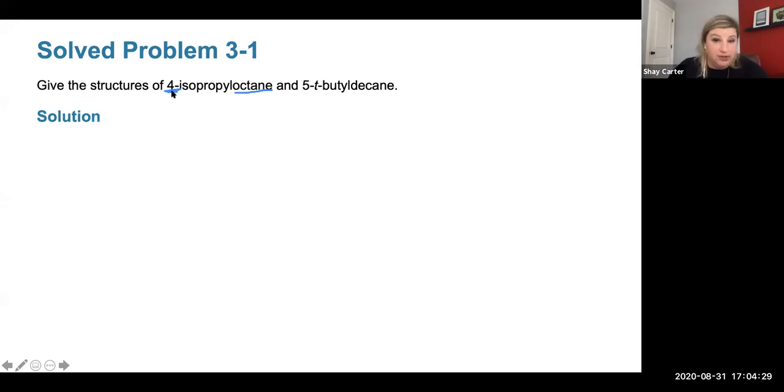Okay, so the first thing I'm going to look at again is the parent chain and how many carbons are in it. Okay, so 1, 2, 3, 4, 5, 6, 7, 8, 9, 10, okay? Because decane means that we have 10 carbons. 1, 2, 3, 4, 5, 6, 7, 8, 9, 10.